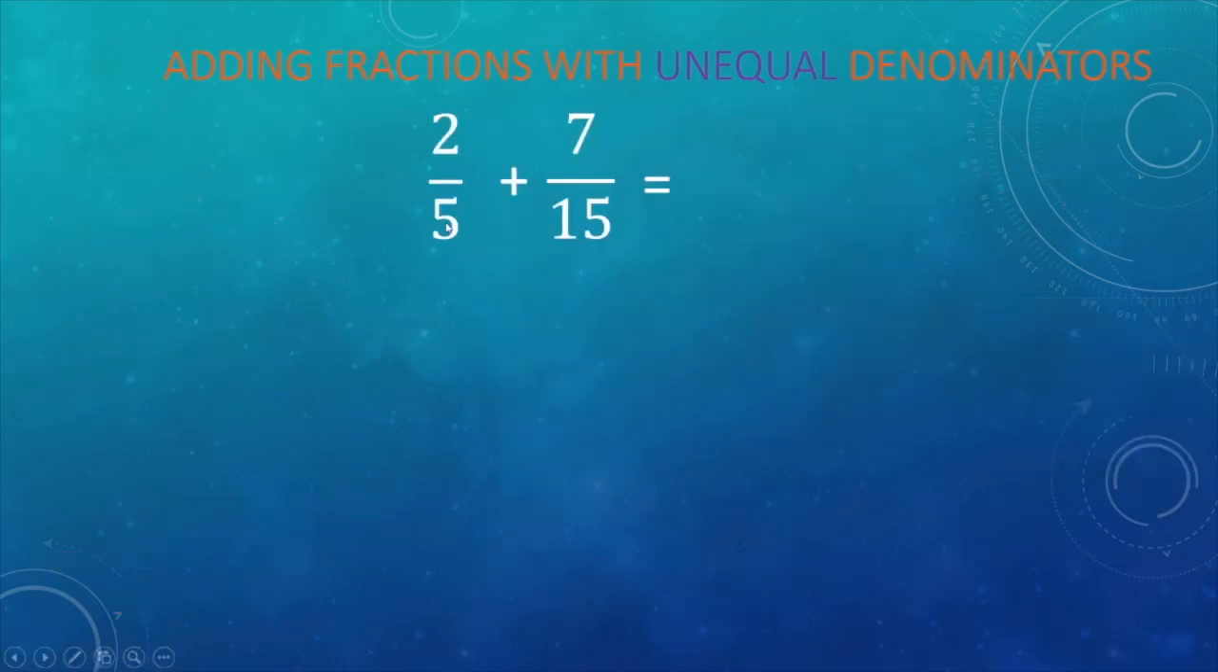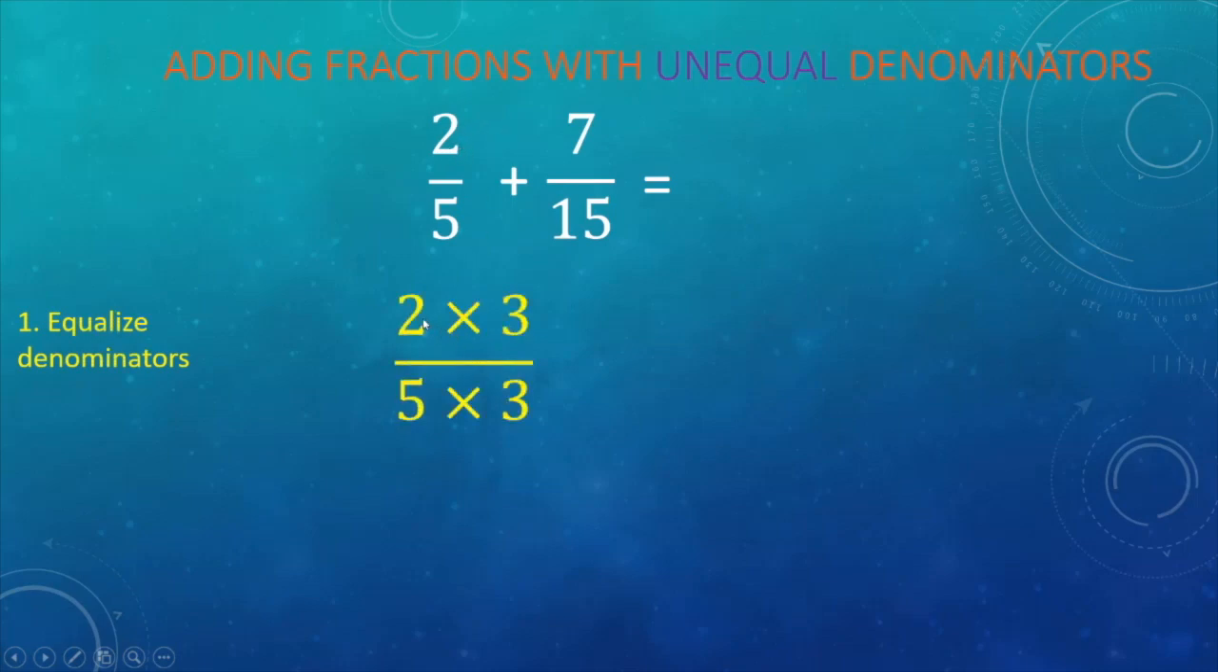Let's look at one more example. We need to add 2 over 5 and 7 over 15. Denominators are different, so we need to make them the same, or equalize. As you know from your multiplication table, to make 15 from 5, we need to multiply 5 times 3. At the same time, we need to multiply the numerator times 3. So 5 times 3 and 2 times 3. 2 times 3, 6. 5 times 3, 15.